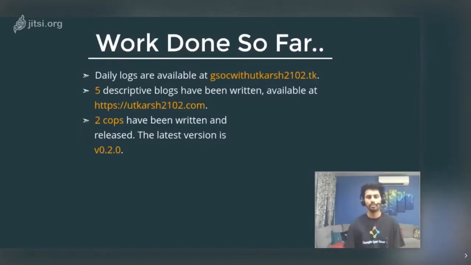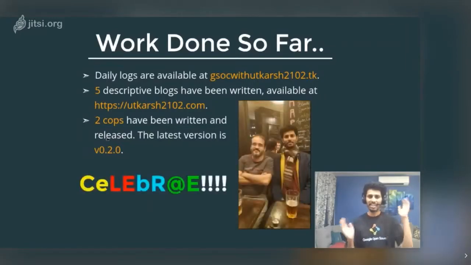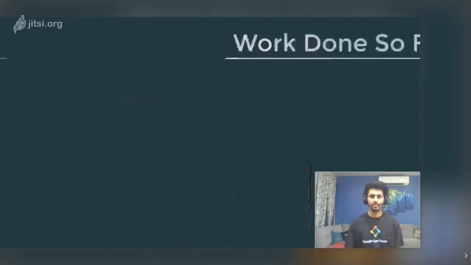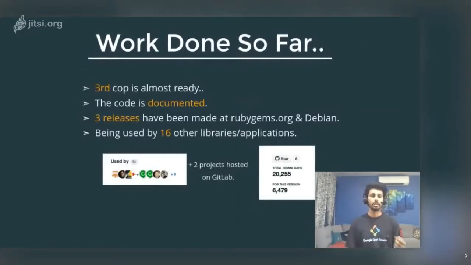So at the moment, the 2 cops have been written and have been released. There have been 3 releases. The latest version is 0.2.0, and after each release, we celebrate, right? So that's me and Tercero celebrating. Continuing the work done so far, the 3rd cop is also almost ready. The entire code base is documented, and the releases that I just told you about are also available in the Debian archive. So you can essentially just install it via sudo apt install ruby-code-packaging.